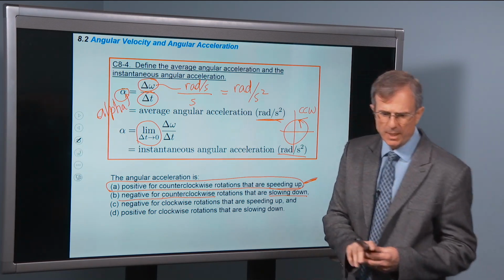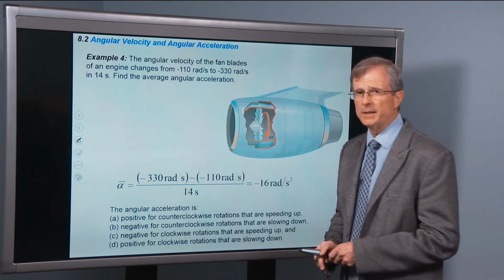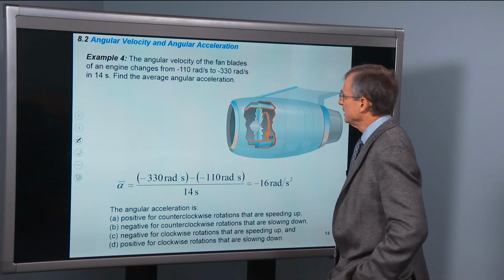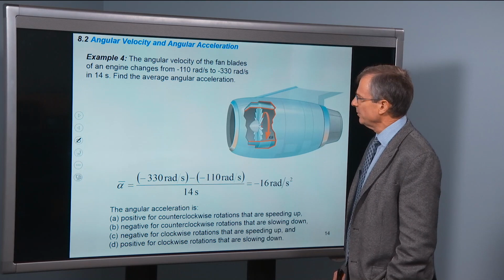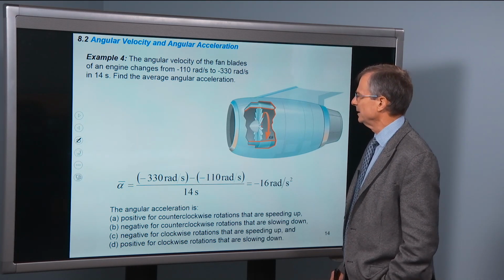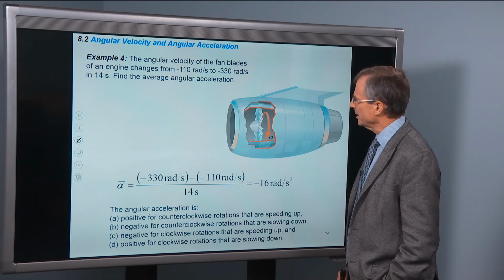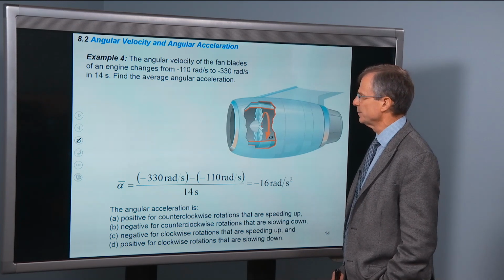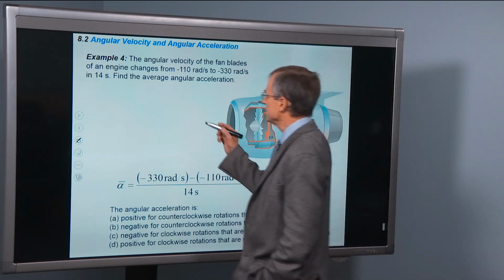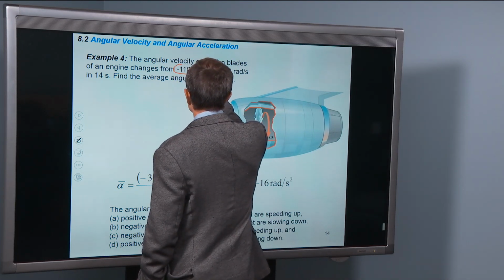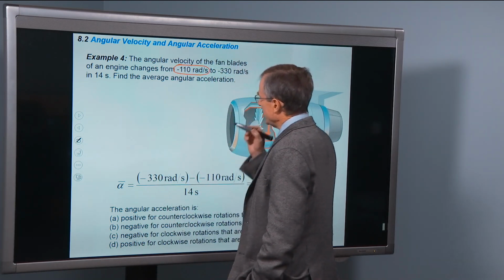So let's do an example and see if we can start to get an idea here. The angular velocity of the fan blades of an engine changes from negative 110 radians per second to negative 330 radians per second in 14 seconds. So let's look first at these numbers and see if we understand what they're saying. This is angular velocity.